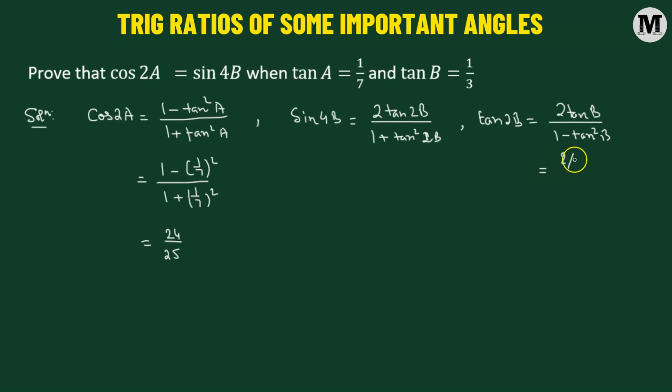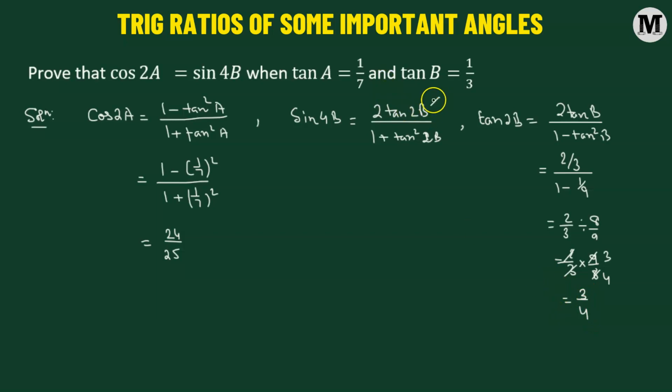So we have 2 over 3 divided by 1 minus, tangent squared will become 1 over 9. Let's compute this value. We have 2 over 3 divided by 8 over 9, so that's simply 2 over 3 multiplied by 9 over 8. We have 3 times 3, that's 9, and 2 times 4, that's 8. So that means tangent of 2b comes out to be 3 over 4.